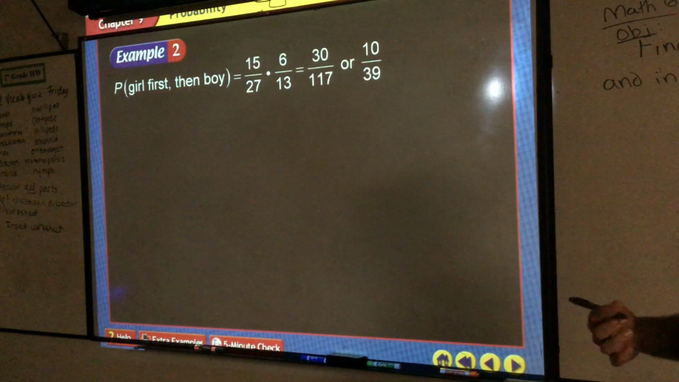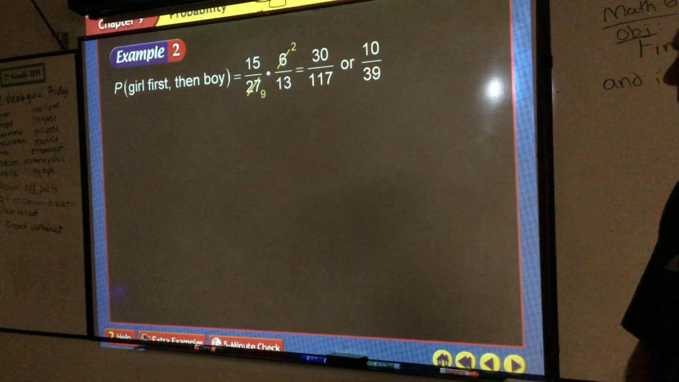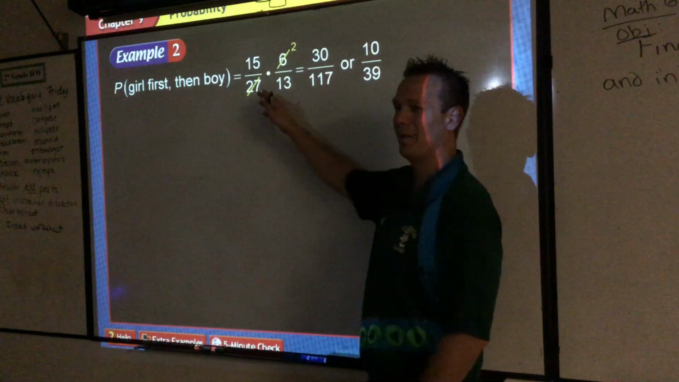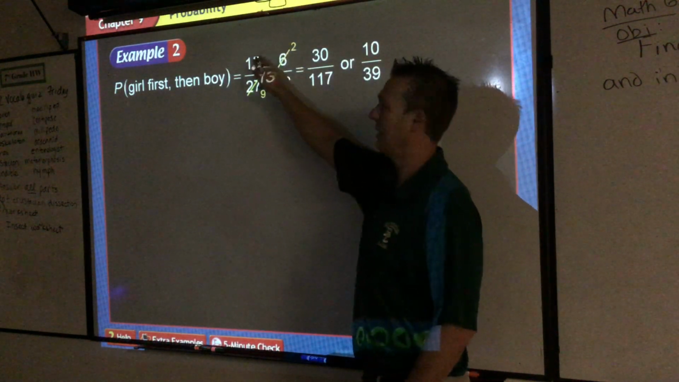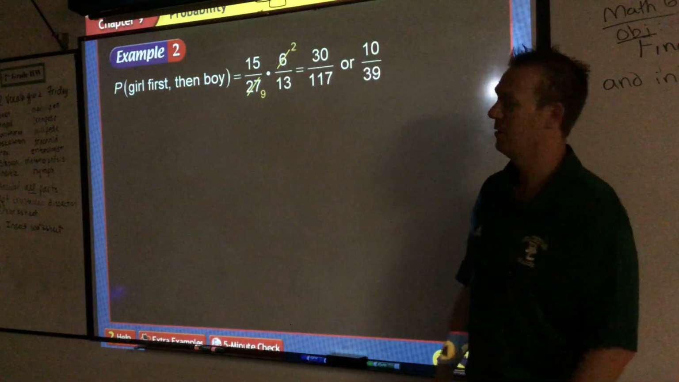Oh, they did cross reduce it. Yeah, that's a really interesting thing. Okay, that's how they got 30. I was going to say, wait a minute. Okay, they did cross reduce it. So 15 times 2 is 30. 9 times 13 is 117.